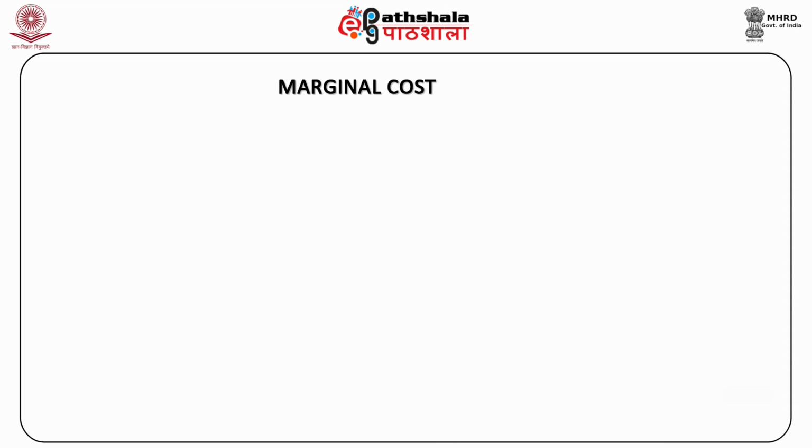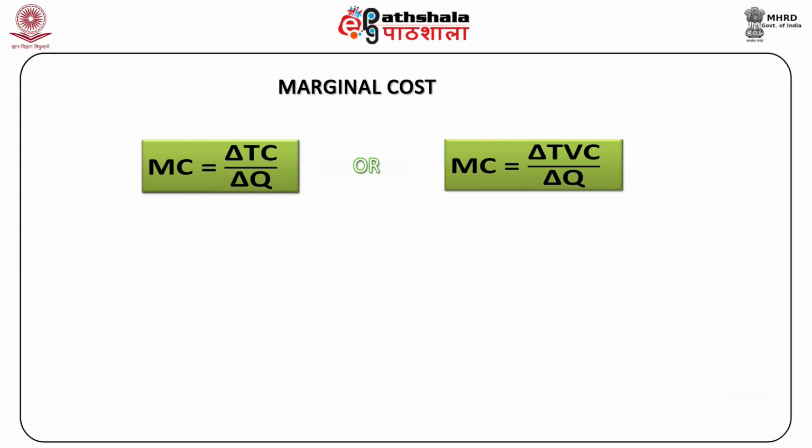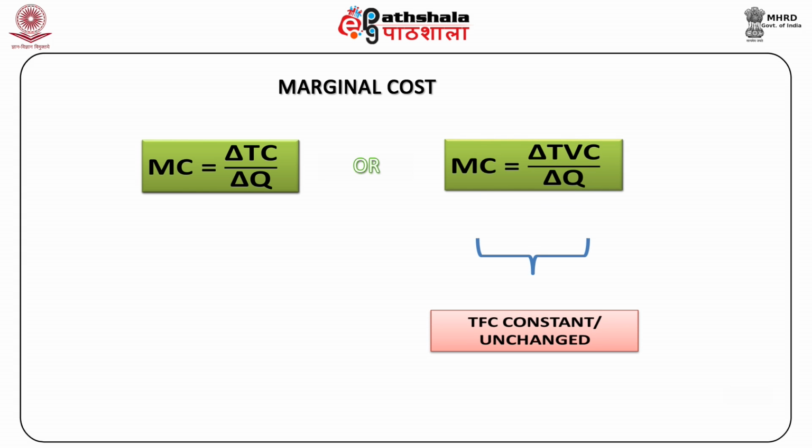Marginal cost is sometimes known as incremental cost, as it is the increase in TC consequent upon a small increase in output. Delta TC is the change in total cost due to a small change in output. As fixed cost remains unchanged in the short run, therefore, marginal cost is also the increase in total variable cost due to a small increase in output. Delta TVC is the change in total variable cost due to a small change in output. Delta Q is the small change in output.